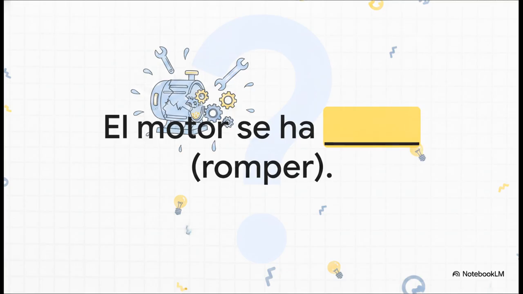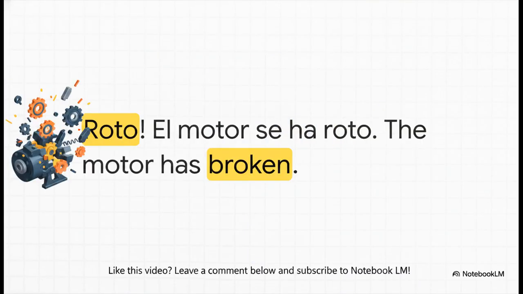Okay, here's our first scenario. Laura's parents had to buy a new water motor because the old one broke. El motor se ha blank, and we need the participle for romper. Can you recall the irregular participle for romper from just a few moments ago? Think about that rebel ending. I'll give you a second to lock in your answer. Roto. That's exactly right. El motor se ha roto. The motor has broken. If you got that, fantastic job actively engaging with these grammar blocks. You remember that romper doesn't become some regular rompido, right? It transforms completely into roto.